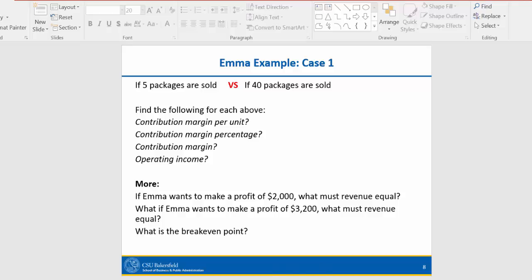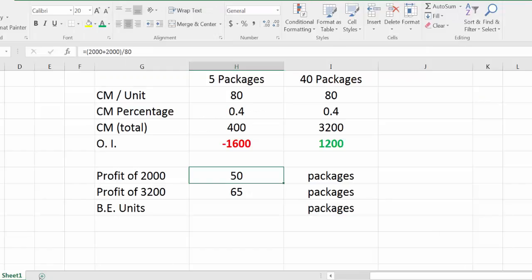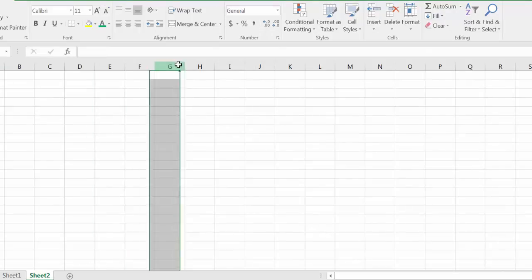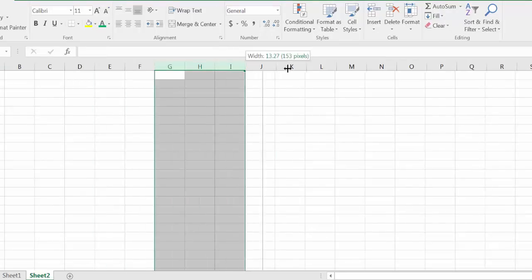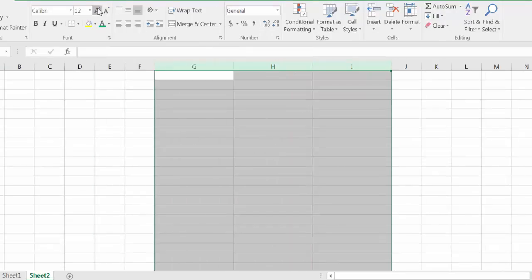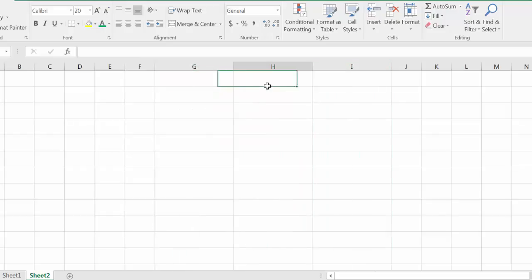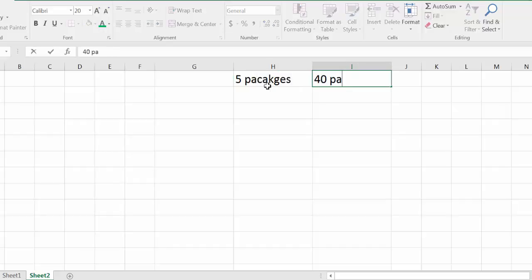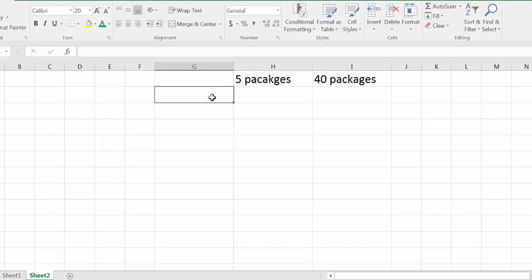Alright, so I'm going to open the Excel file and start a new one. Let me make some changes here to make sure you can see things easily. First of all, I'm going to put 5 packages, and next, I'm going to put 40 packages. The first question is asking for contribution margin per unit.